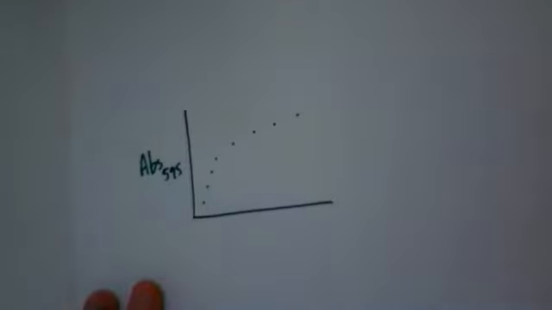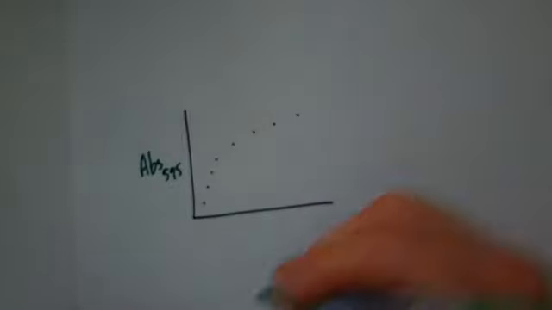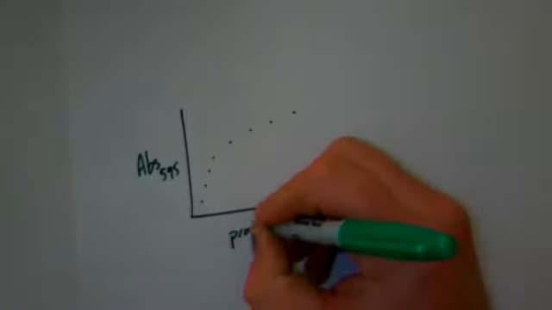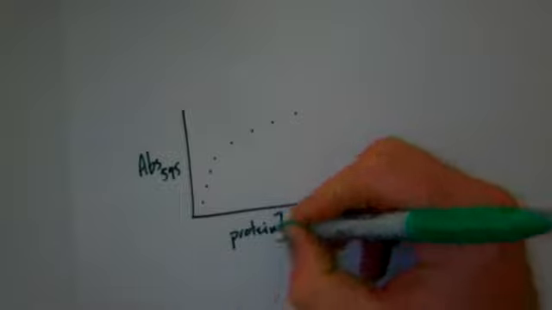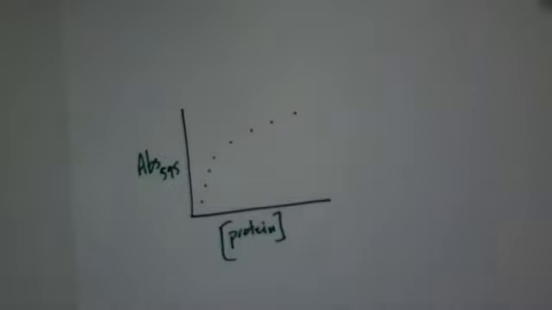There, that's better-ish. Okay, and then on your x-axis, it's going to be protein concentration. You have your absorbance values and your protein concentrations, which correspond to this. When you plot that data, you might get something that looks like that.